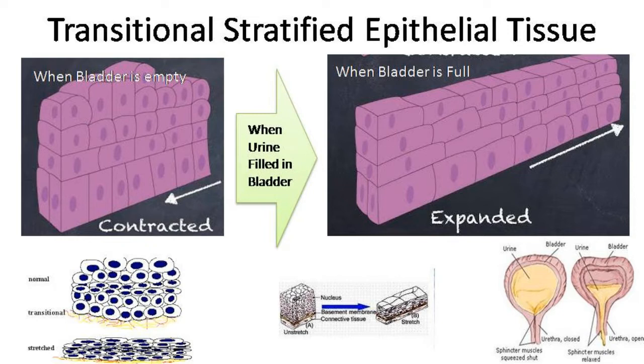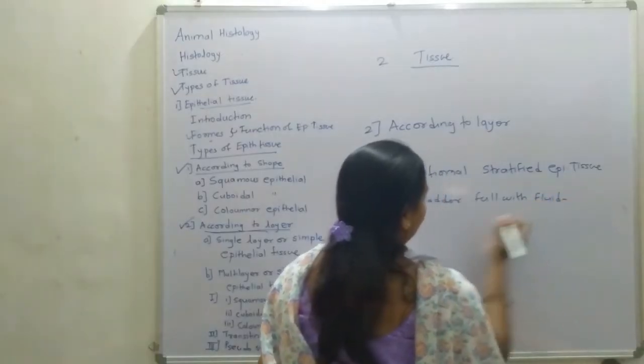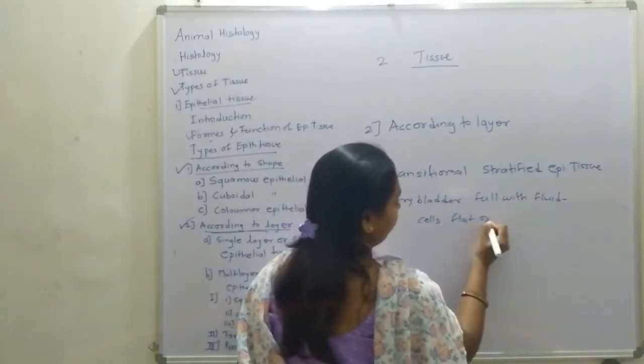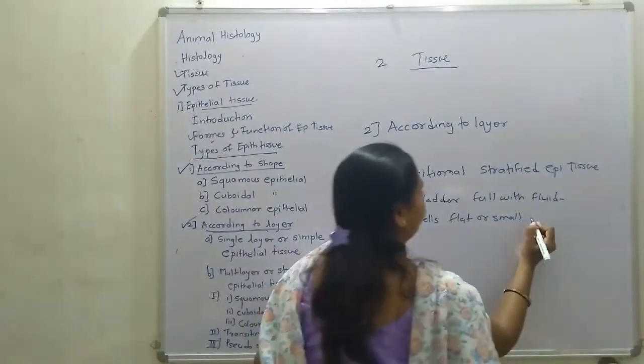When the urinary bladder is full with fluid, then the cells are flat or small in size. Okay.